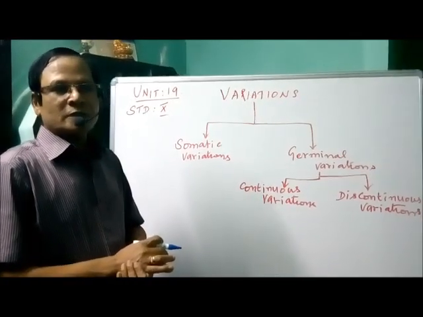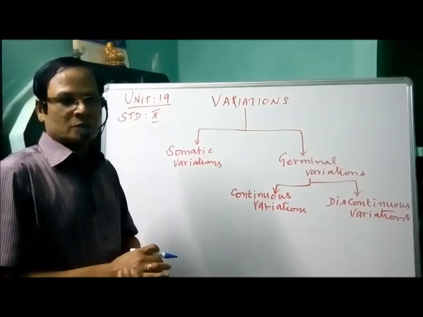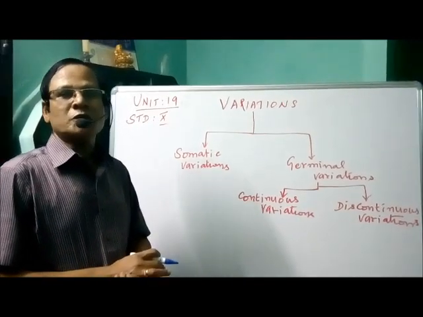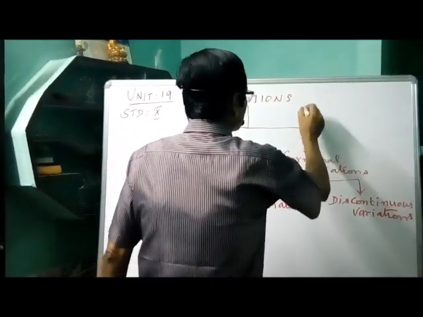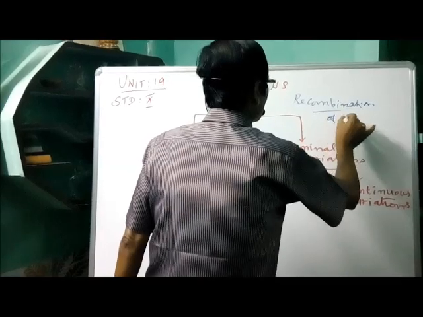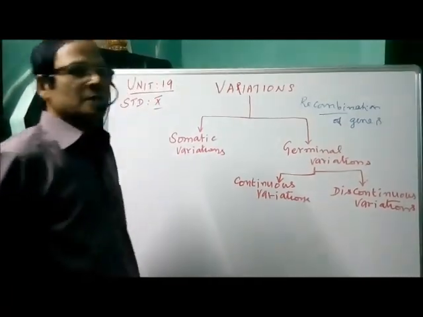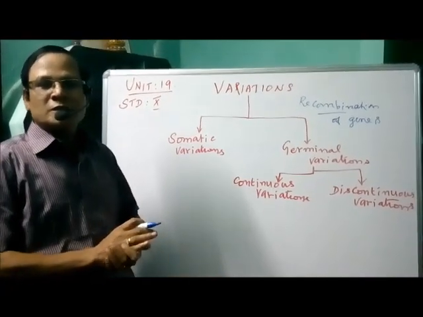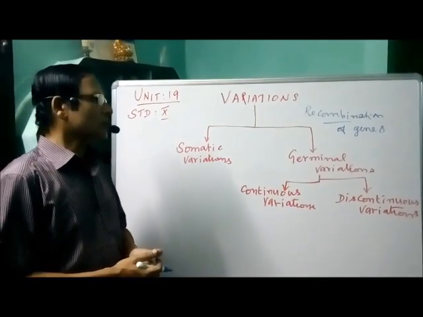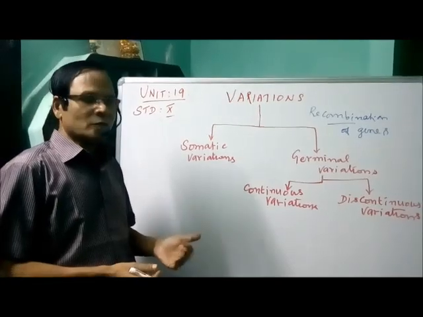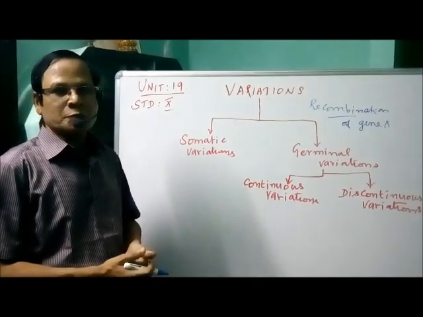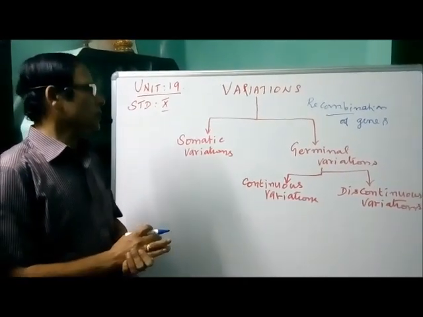How? During sexual reproduction, which involves meiosis during the formation of gametes, as a result of gametic union, we have recombination of genes. As a result, we have changes in the phenotypic characters of the offspring from the parents. This is called variation. So, sexual reproduction, meiosis, recombination of genes, change in phenotypic character of the offspring from the parents. This is called variation.